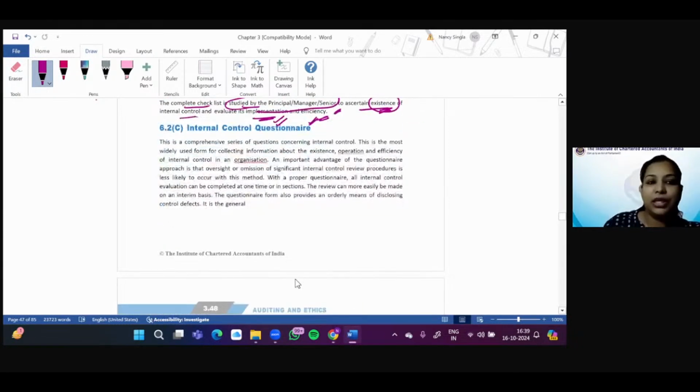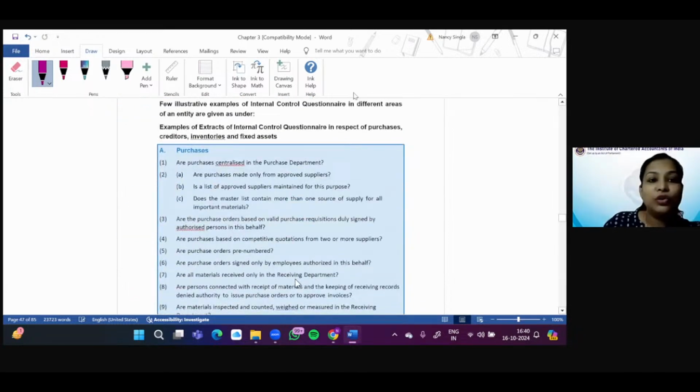Internal control questionnaire, ICQ. Now, what is the difference between checklist and internal control questionnaire? Internal control questionnaire also has questions, but here it is to be filled by the client. Very, very important difference. Again, ICQ, internal control questionnaire, is a comprehensive series of questions. So first let us have a look at the sample. Let's say this is with respect to purchases, creditors, inventories and fixed assets. So a questionnaire will be given to the client.